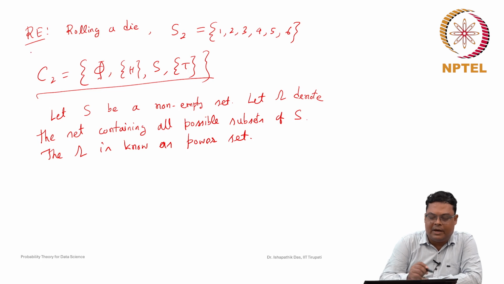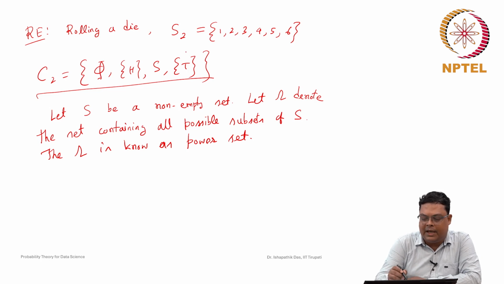Now, let us next discuss this example: random experiment, rolling a die. S2 is a non-empty set, the sample space corresponding to rolling a die. So it contains 1, 2, 3, 4, 5, 6, six elements. If you consider the power set, then it will contain 2 to the power of 6 elements. Now, let us consider not the power set, but some non-trivial sigma field.